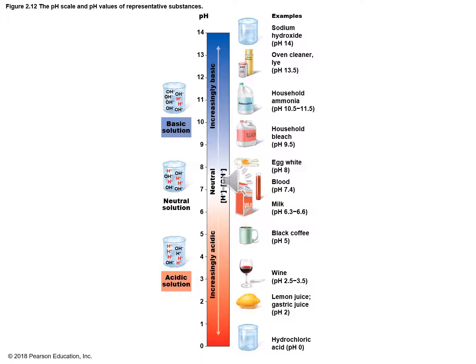Here we see that neutral is considered 7, which is interesting. In our body, neutral is actually 7.4, so it's a little bit different. Also, an interesting point here is that gastric juices have a pH of approximately 2, so that's a very acidic environment, a high number of hydrogen ions.